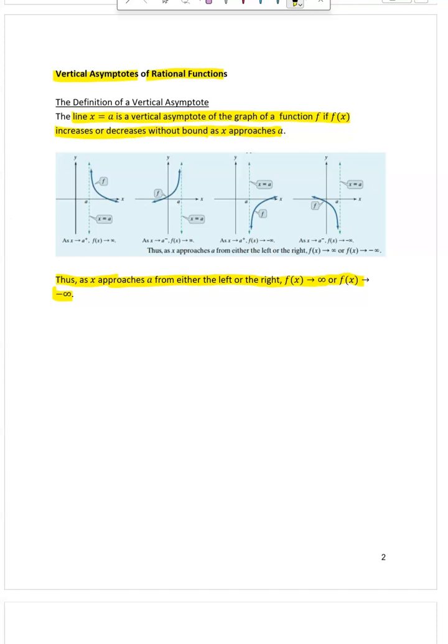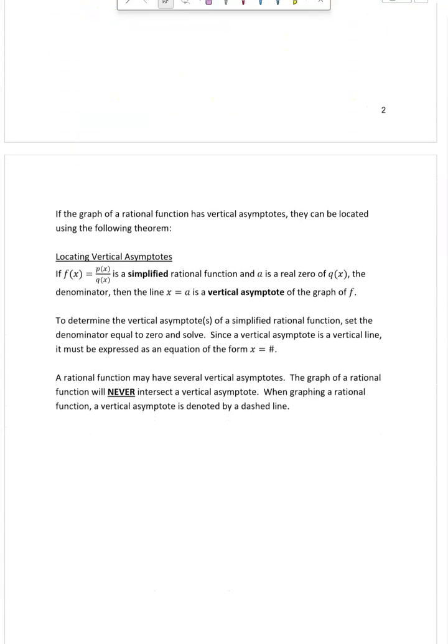It's an imaginary line on the Cartesian plane that your graph will not cross. There, that's what I'm trying to say. Having a little bit of difficulty getting it out. There you go.